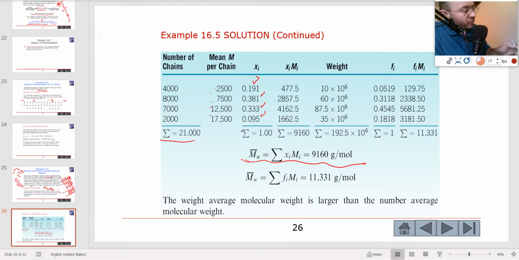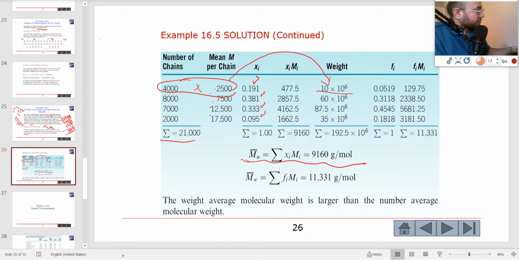So how do we calculate the weight? We multiply the number and then times the mean of the molecular weight. So 4,000 times 12,000, you get up here, weight. So this times this would come here. And then we weight them again.